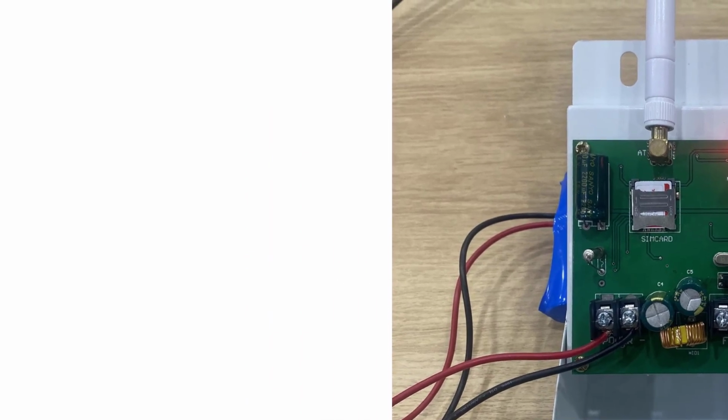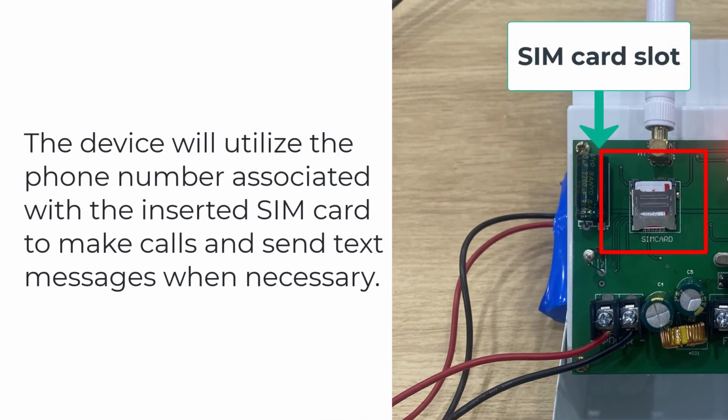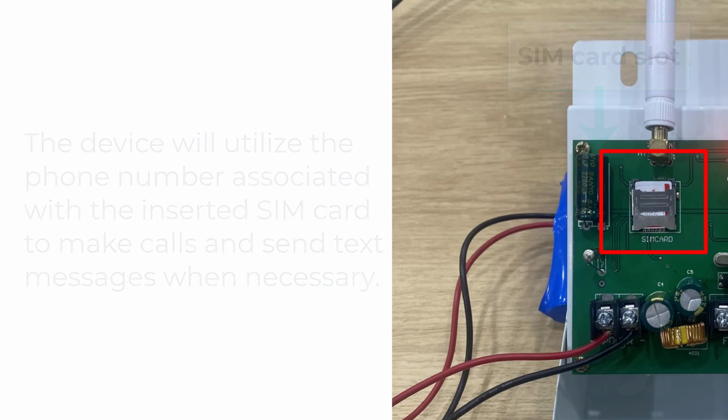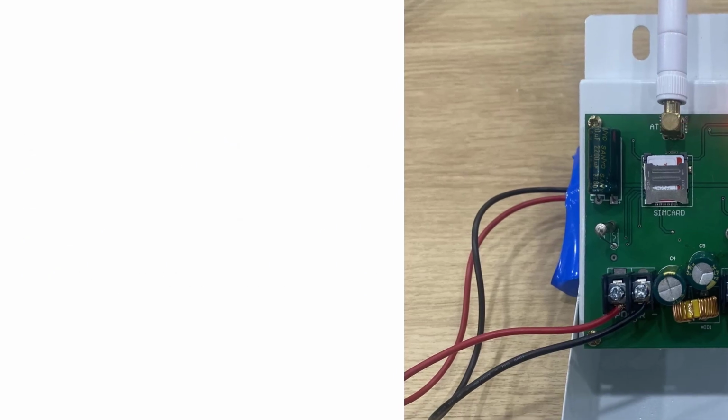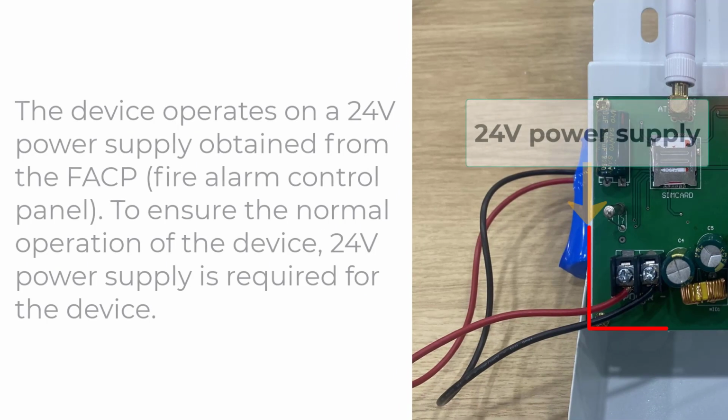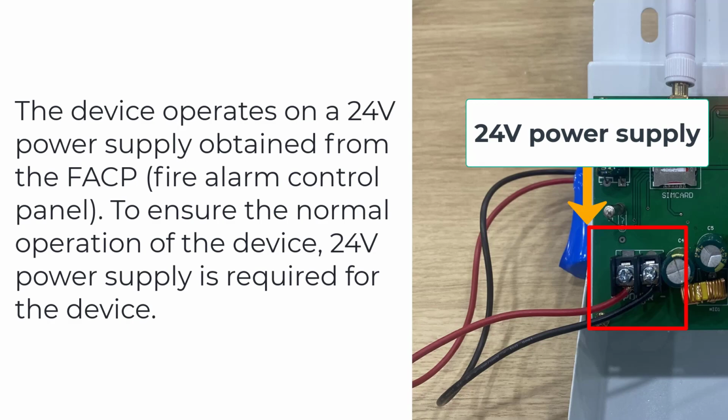The device features a SIM card slot that users must insert a SIM card into for normal operation. The device will utilize the phone number associated with the inserted SIM card to make calls and send text messages when necessary. The device operates on a 24 volts power supply obtained from the FACP, Fire Alarm Control Panel. To ensure the normal operation of the device, 24 volts power supply is required.